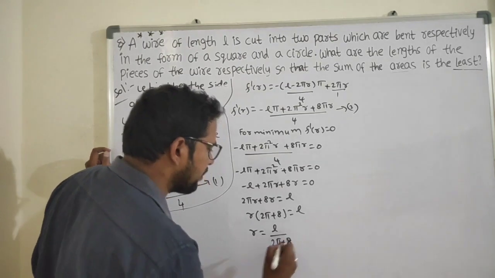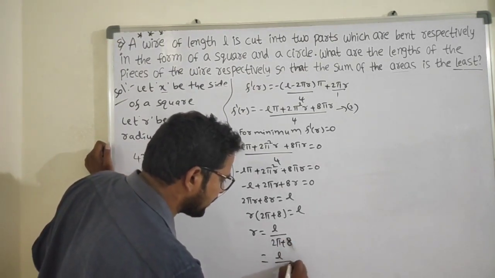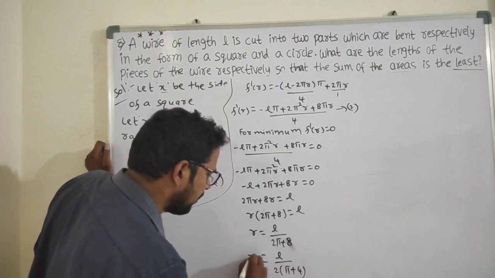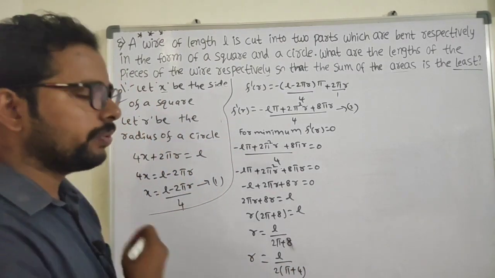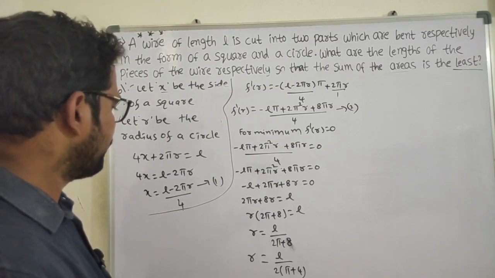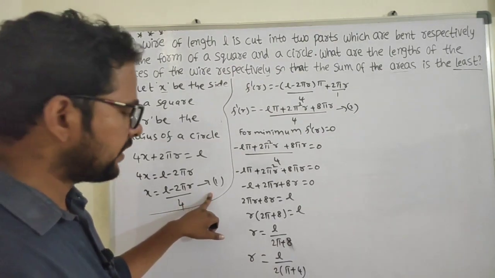So take the denominator common, 2 common. If you take 2 common, what is the remaining? 2 into pi plus 4. This is r. R is equal to L by 2 into pi plus 4. Now substitute the r value in equation 1.